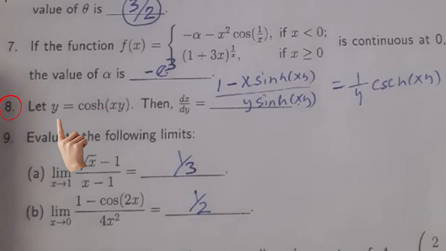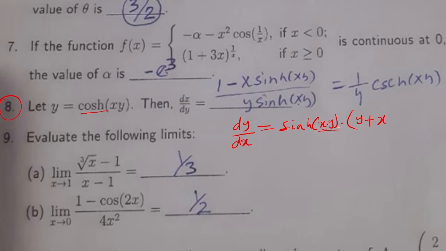Question number 8. Let y be cosh xy, then dx by dy. Look, here y is equal to cosh xy. So dy by dx, differentiate both sides with respect to x. Dy by dx is equal to the derivative of cosh, which is sinh xy, apply chain rule, times d by dx of xy, the product rule. So the derivative of x is 1, times y, plus x times the derivative of y, dy by dx.